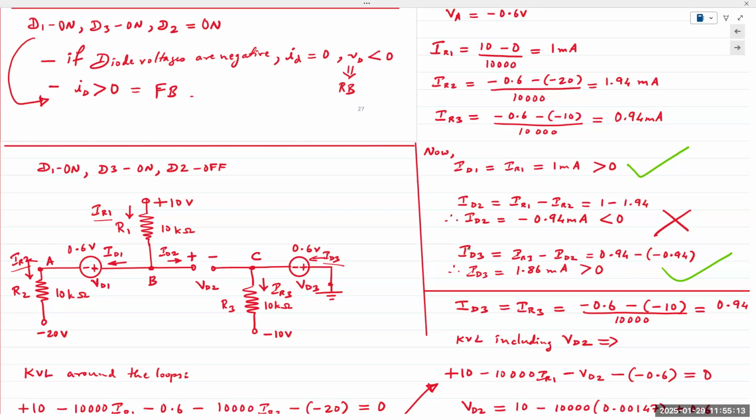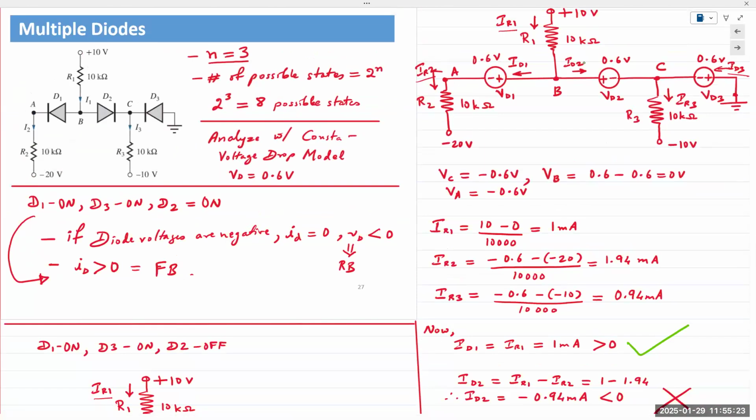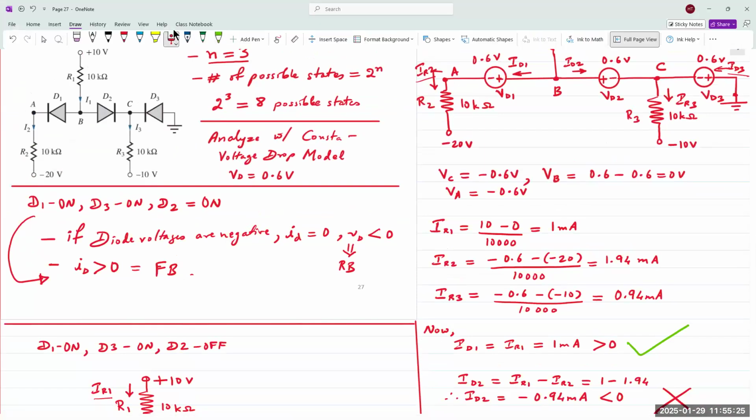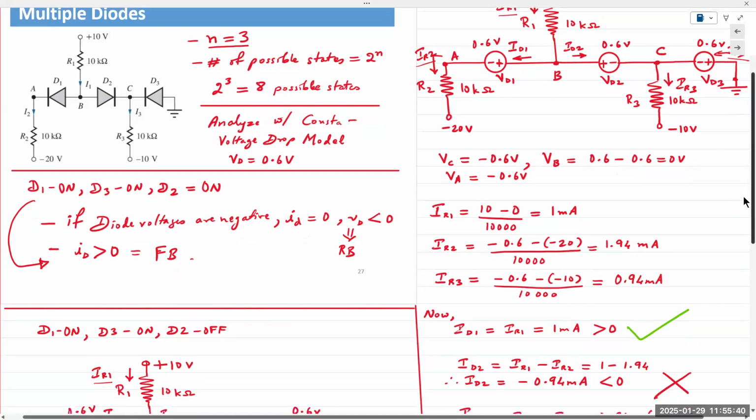Yes. Why did we find the second diode current? So the question being asked is, how did we find ID2, right? ID2 is here. So I applied KCL at this node. IR1 is coming in here and it's splitting into 2. And so I found ID2 just by doing IR1.